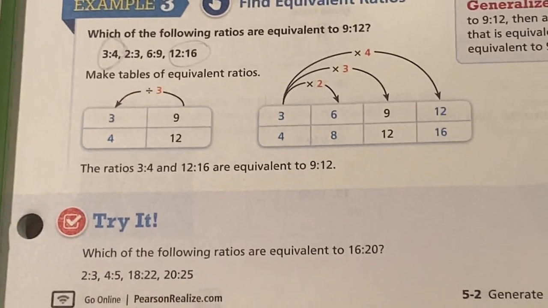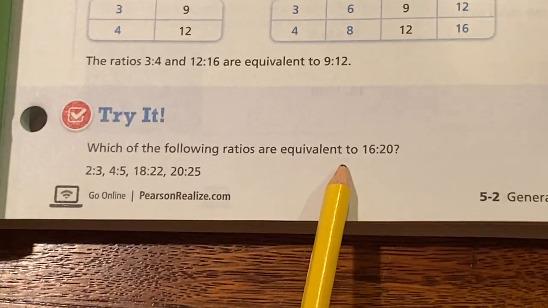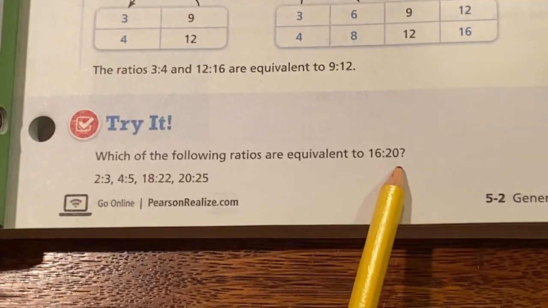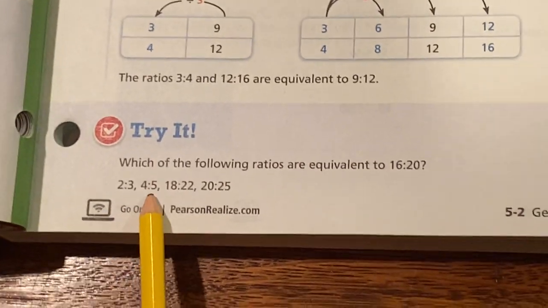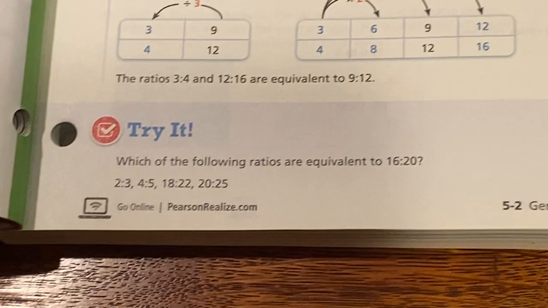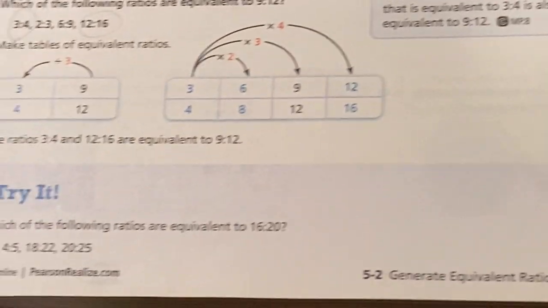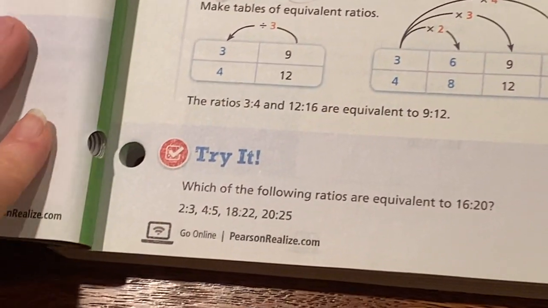All right, how about this one? Which of the following ratios are equivalent to 16 to 20? 2 to 3, 4 to 5, 18 to 22, or 20 to 25? Why don't you pause the video here and do that one, and then come back and check your answer.